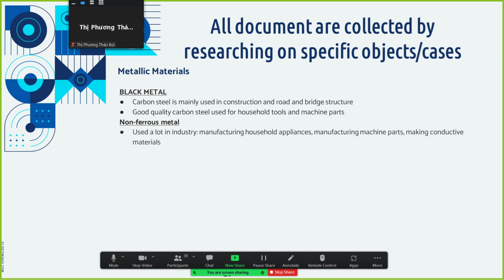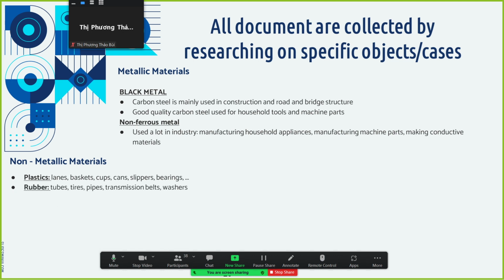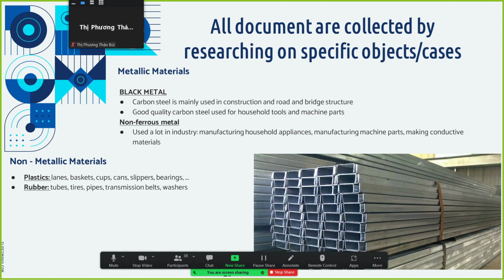Next is non-ferrous metal, used a lot in industry, manufacturing, households, appliances, machine parts, and making conductive material. With non-metallic materials, there are plastic and rubber. With plastic, we have lamps, baskets, cups, pans, slippers, and bearings. Next is rubber. We can make tubes, tiles, pipes, transmission belts, and washers. There is some animation, you can see that.